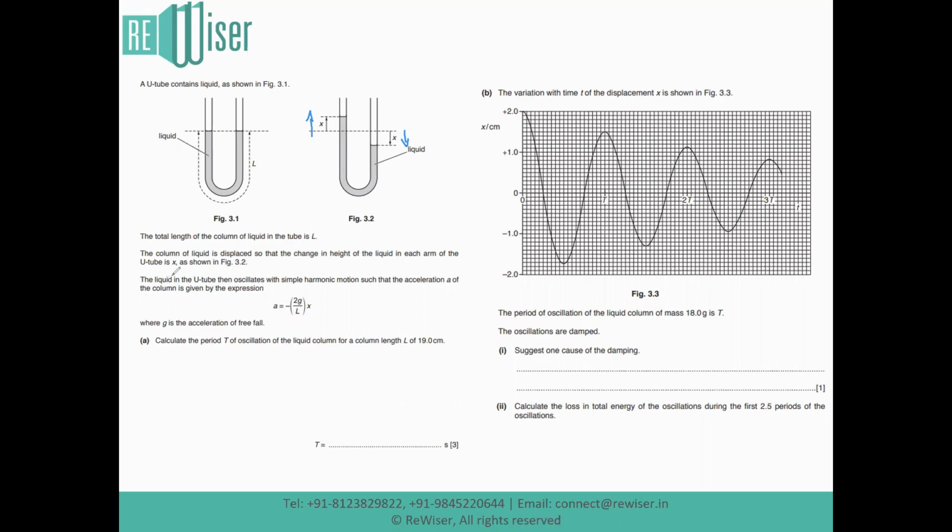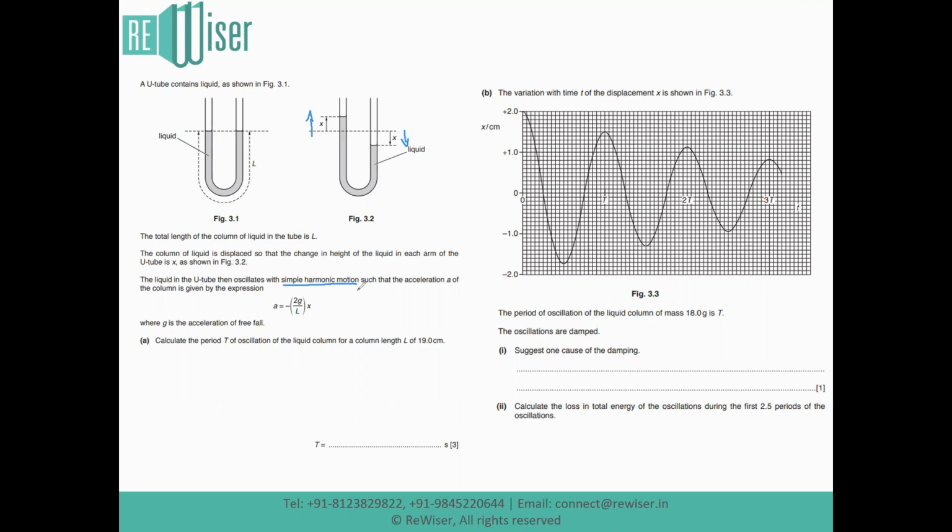Moving ahead, the liquid in the U-tube then oscillates with simple harmonic motion such that the acceleration a of the column is given by the expression a = -2g/L × x, where g is the value of acceleration due to gravity and L is the total length of the column of liquid as stated before. Here, the keyword to notice is simple harmonic motion.